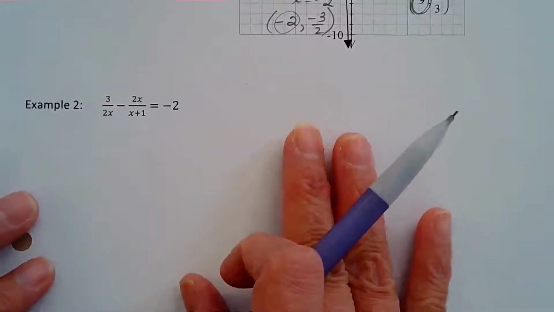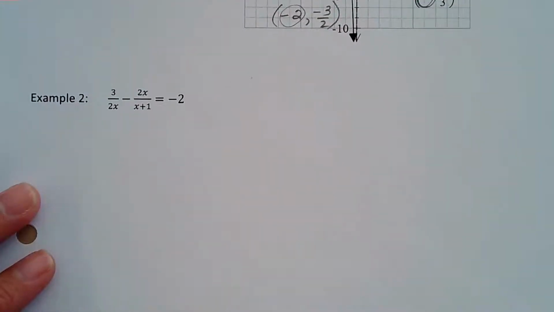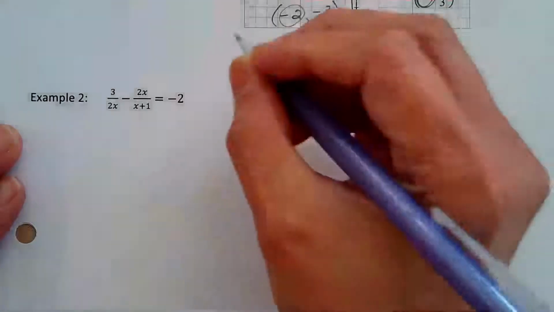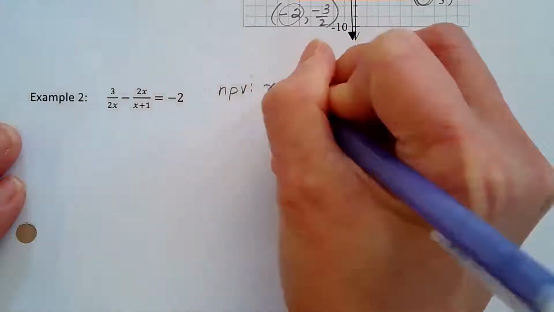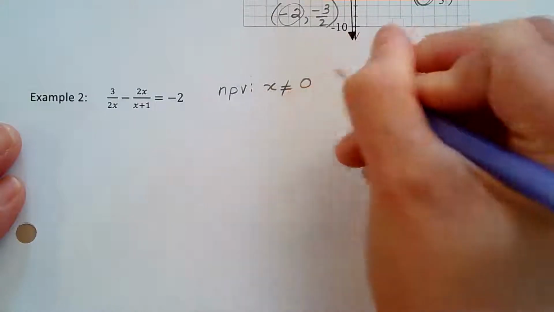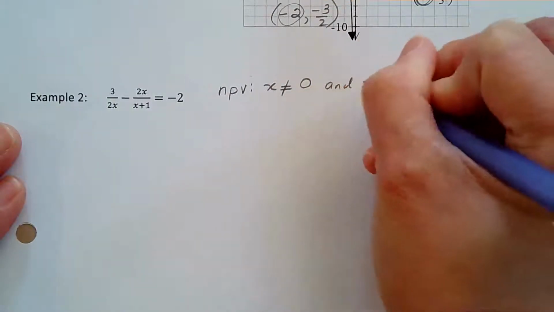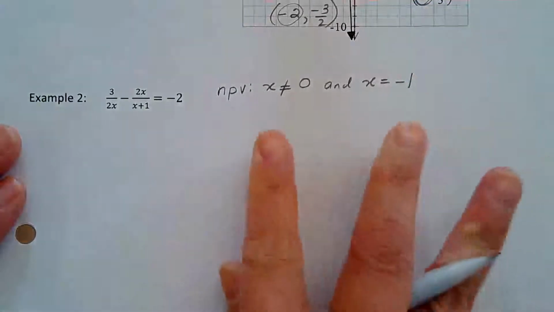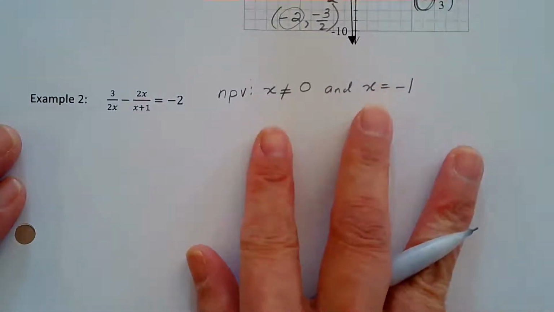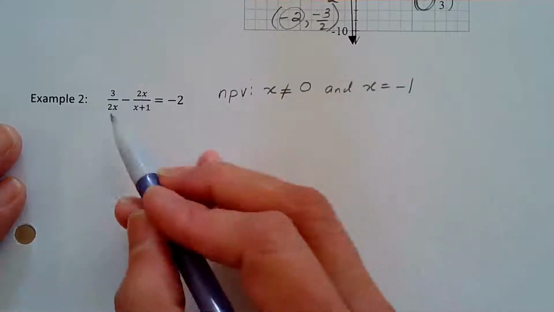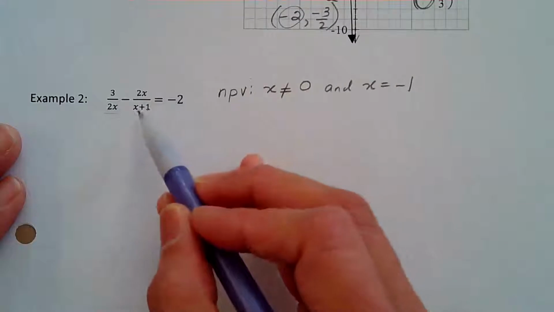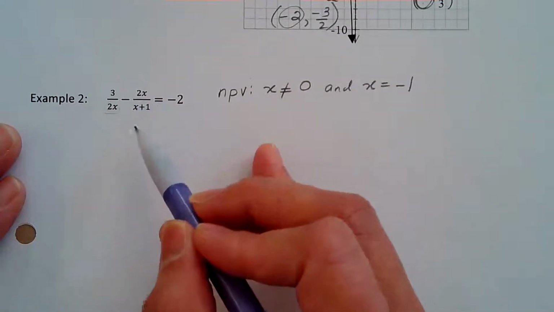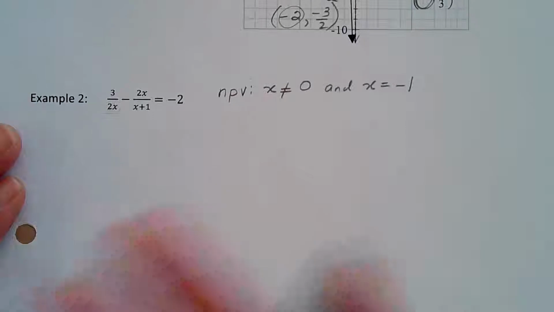Here, let's take a look at example 2. What's the NPV? X cannot equal 0 and x cannot equal negative 1. Is everybody okay with this? Right? Because if x is 0, this whole thing will fall apart. If x is negative 1, this whole thing will fall apart. You cannot have that. Okay, good.